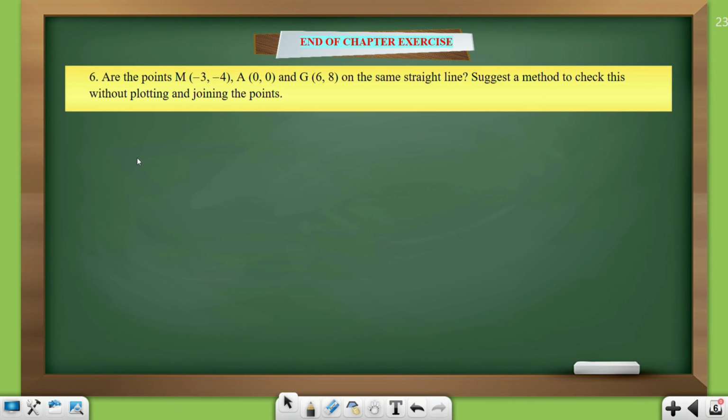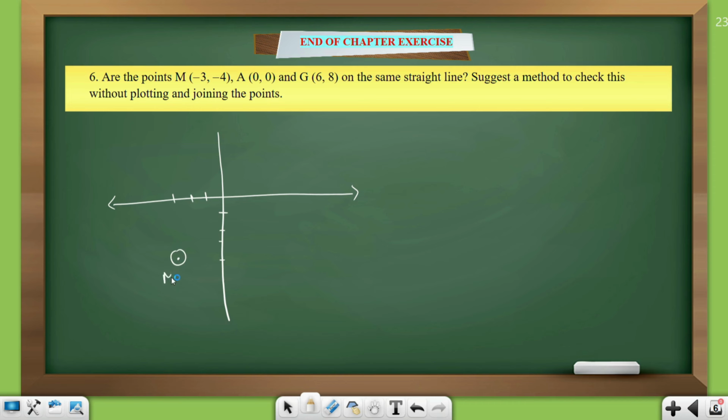The next question is question number 6, and here are the points M minus 3 comma minus 4, O 0 comma 0, and G 6 comma 8 are on the same straight line. Suggest a method to check this without plotting and joining the points. Actually, the second thing is very easy. We know that in our coordinate system, it is easy for us to draw the Cartesian plane and plot the given points. Okay, this is our Cartesian plane, and when we are plotting the point M, which is minus 1, minus 2, minus 3 and minus 1, minus 2, minus 3, minus 4.